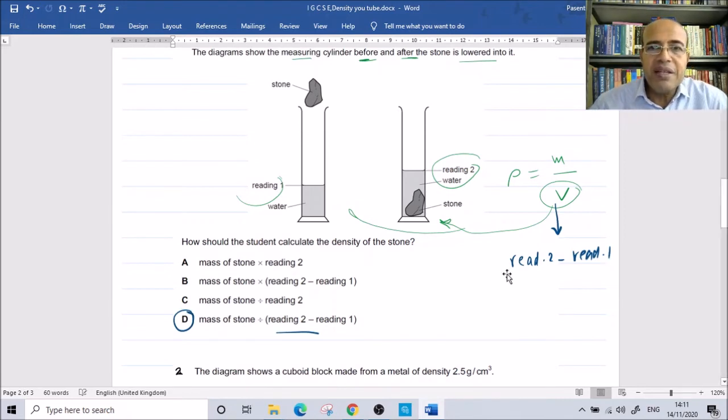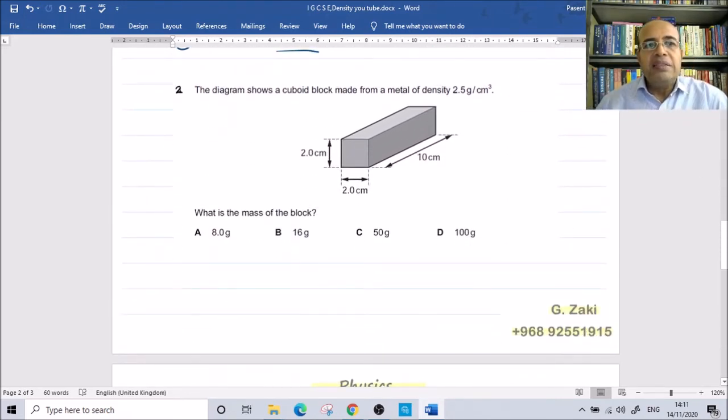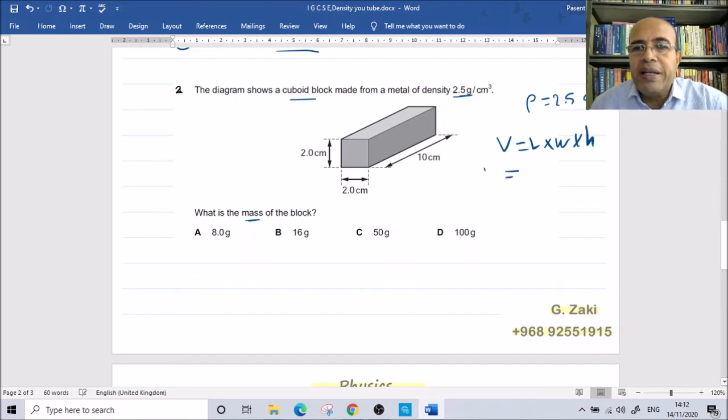Now, next question. The diagram shows a cuboid. Its density, rho, equals 2.5 gram per centimeter cubed. What is the mass? To get the mass, we need the volume. The volume of a cuboid is length times width times height. Now we calculate the volume using the calculator. The length is 2, multiply the width, which is 10, multiply the height, which is 2. So the volume is 40.